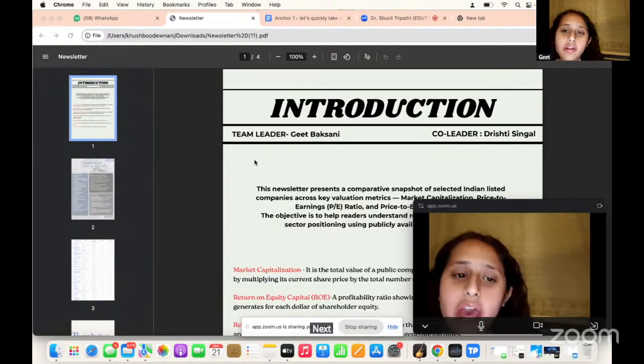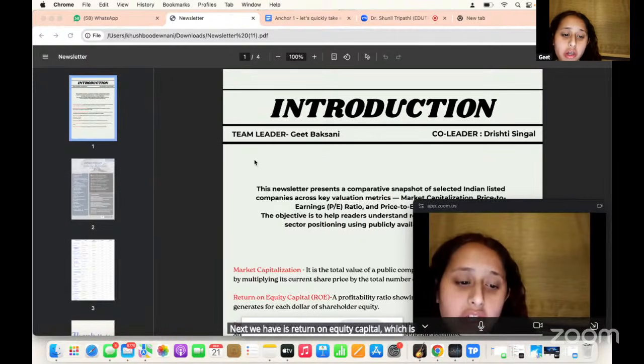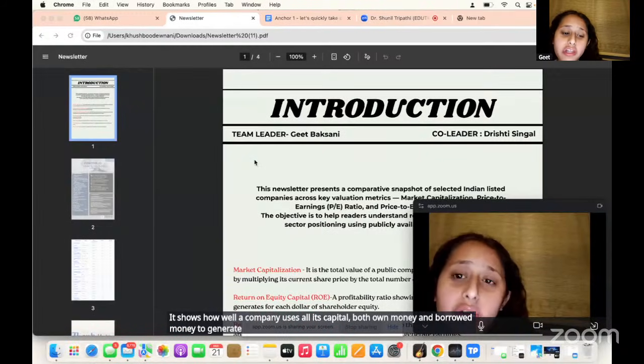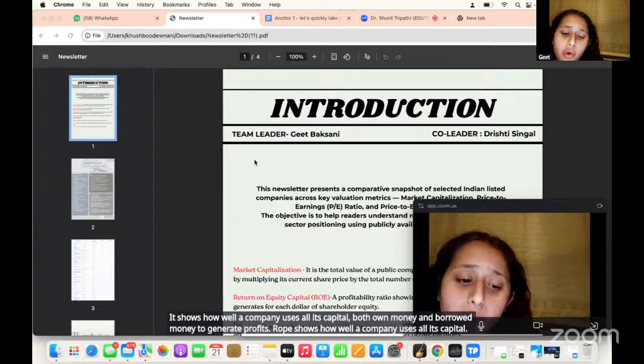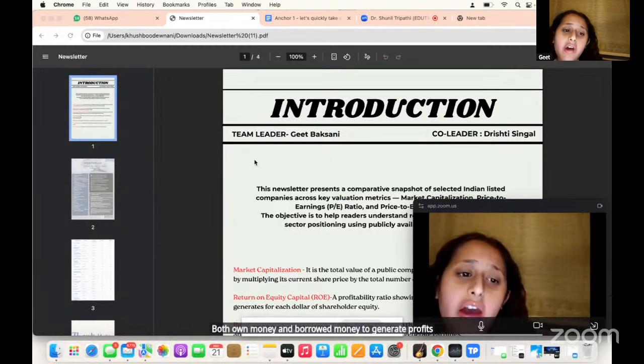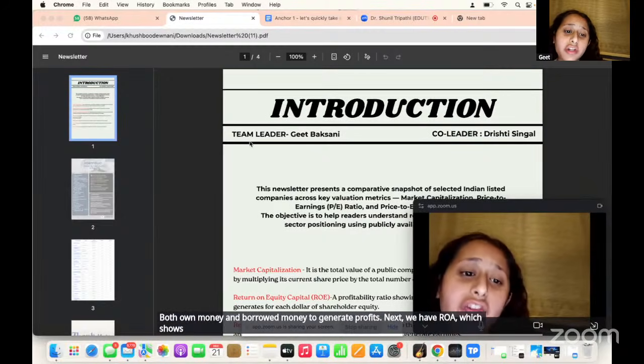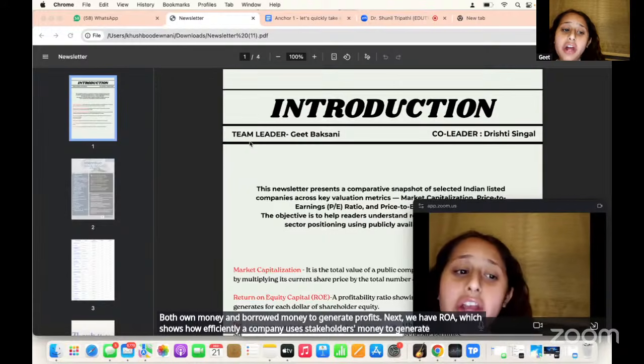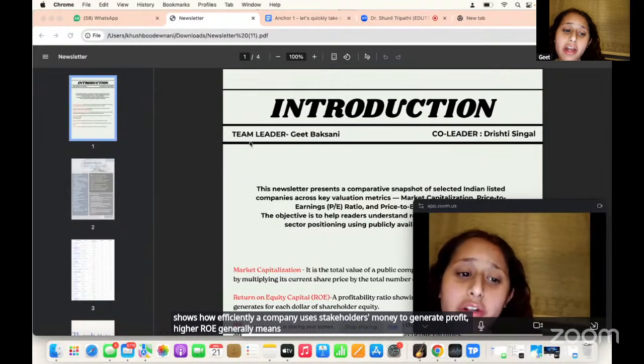Next, we have return on capital employed, which is ROCE. It shows how well a company uses all its capital, both own money and borrowed money, to generate profits. Next, we have ROE, which shows how efficiently a company uses shareholders' money to generate profit. Higher ROE generally means better management efficiency.